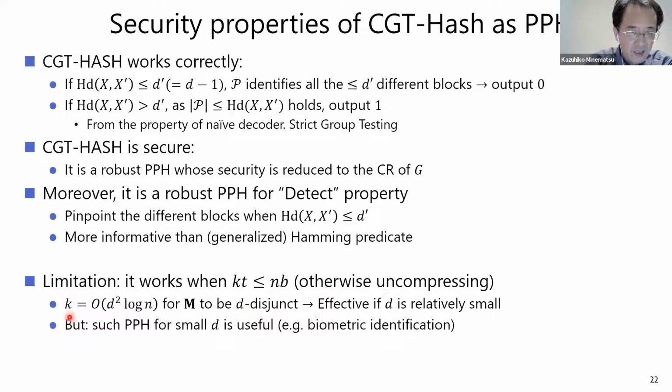And here the k is the number of the hash components and the number of the rows of the disjunct matrix. And it is known that the k is at most d squared log m for the matrix to be d-disjunct. So that means that this scheme is only effective if d is relatively smaller than m. But such PPH for small d is, I think, still useful, for example, in the field of biometric identification or authentication.